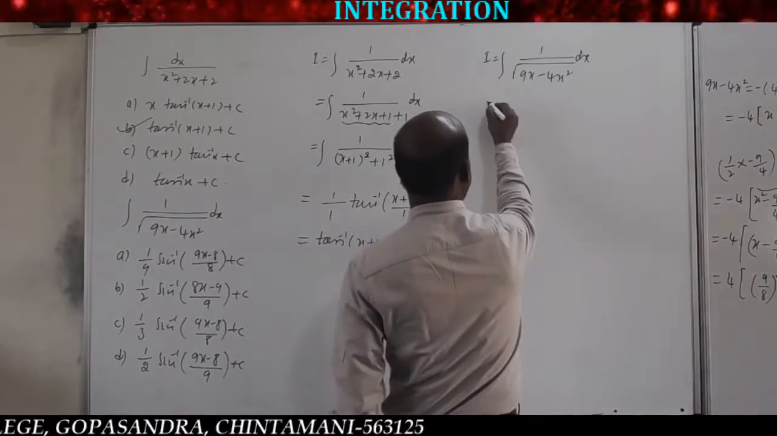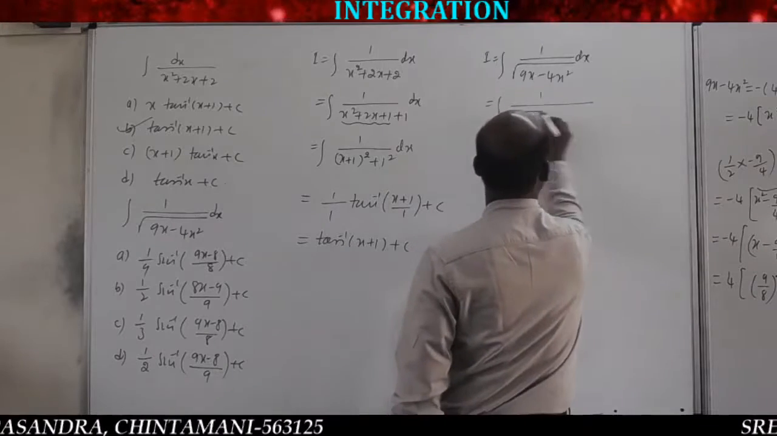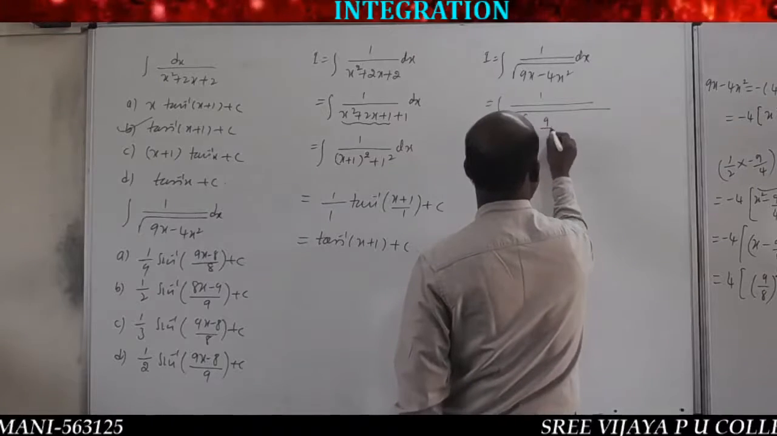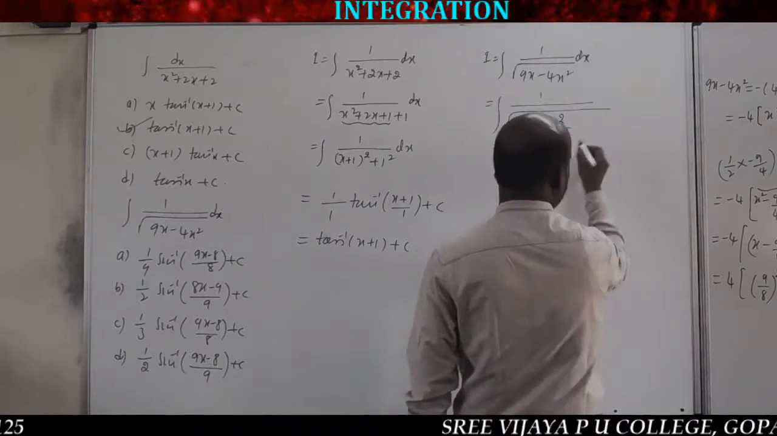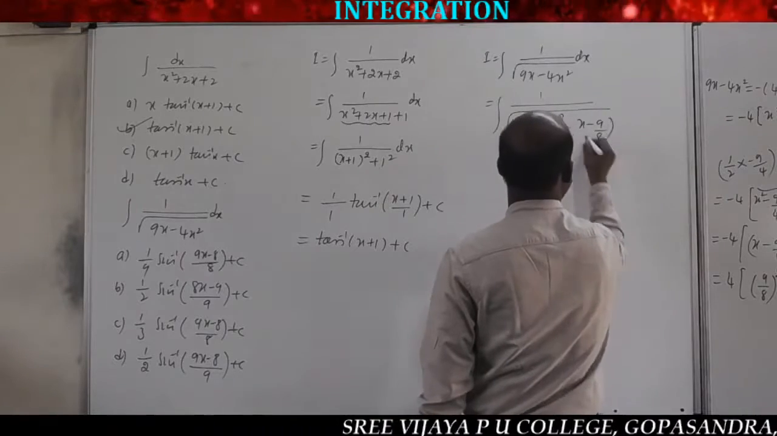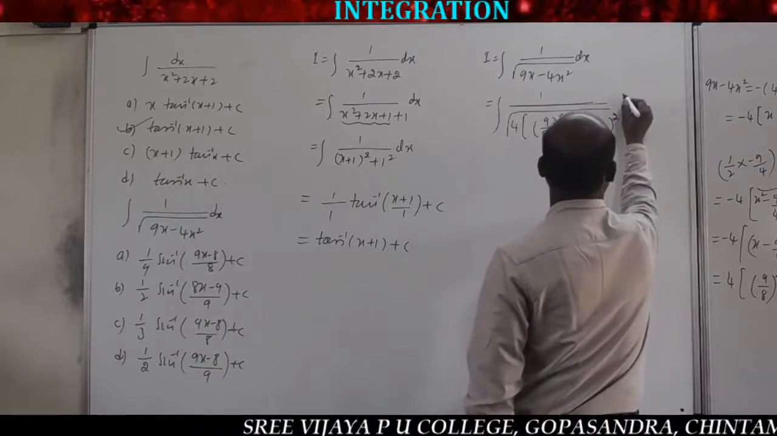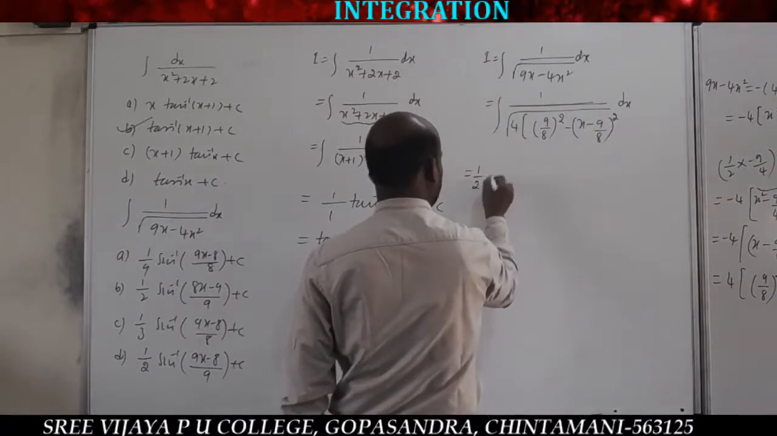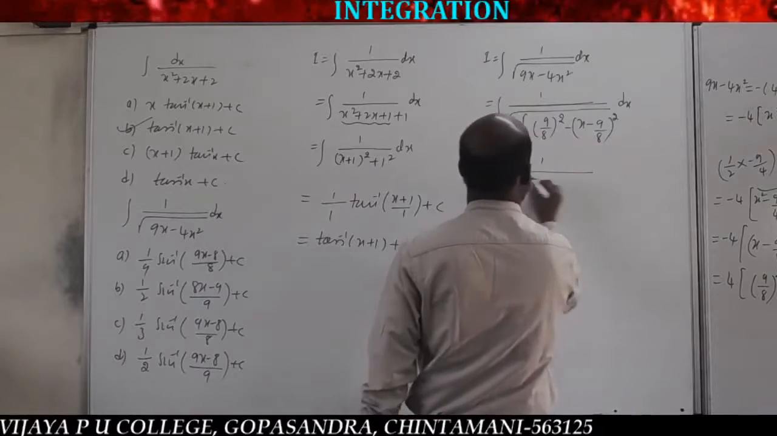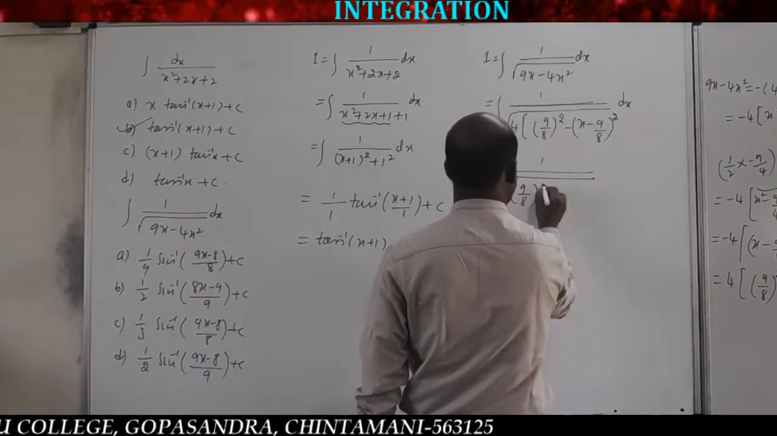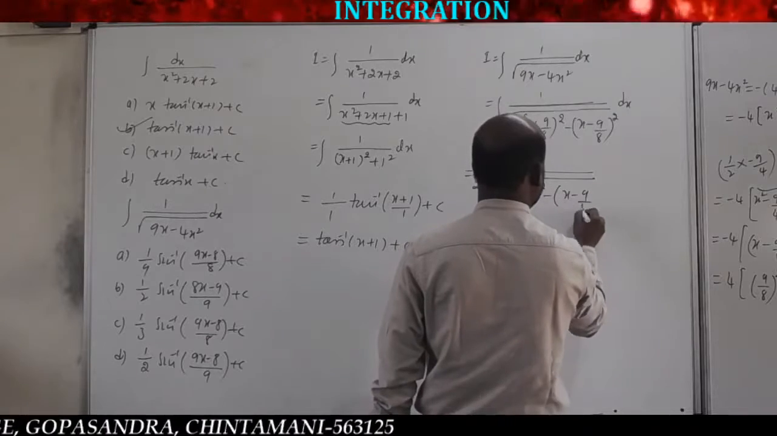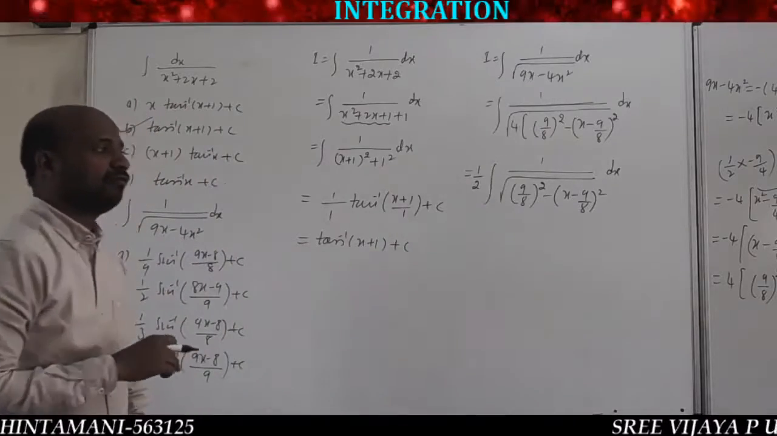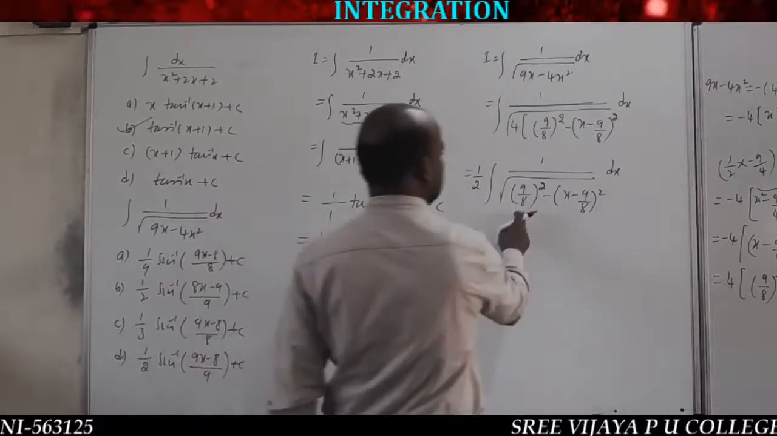So this can be taken as the integral of 1 upon square root of, taking the 4 outside, (9 by 8) whole square minus (x minus 9 by 8) whole square with respect to x. Here root 4 is 2, so take it outside as 1 by 2. Integral of 1 upon root of a square minus x square.